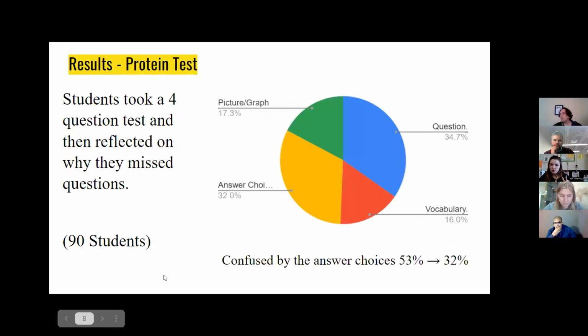After we did this practice in class, I gave them a 4-question test, and these are the results of that test. After they took the test, I had them reflect again: why did you miss these questions? You can see right away that we went from 53% of the students selecting that they didn't understand the answer choices, from the benchmark data, down to 32%. That was a really big jump, but I wanted to keep going.